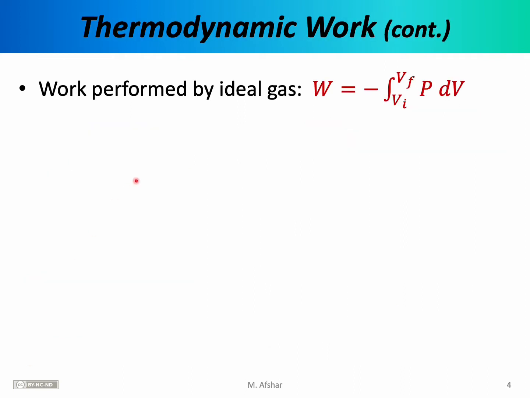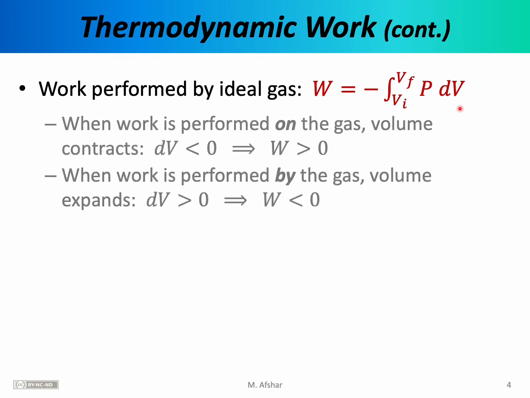Henceforth, when we talk about the work performed by an ideal gas, what we mean is the negative of the integral of P dV. So we're imagining that an ideal gas is somehow being manipulated in a thermodynamic process. Its volume is changing from some initial volume to some final volume, and the integral of pressure with respect to volume is essentially the work that's performed.